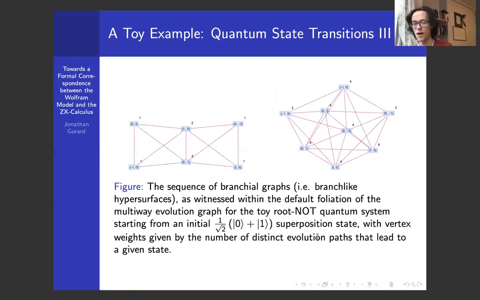And we've done this for kind of arbitrary quantum circuits. And, you know, perhaps unsurprisingly, it works just fine. And you do indeed find that as these branchial graphs become arbitrarily large, the graph distance between associated pure states becomes a closer and closer approximation to the standard entanglement distance between those states.